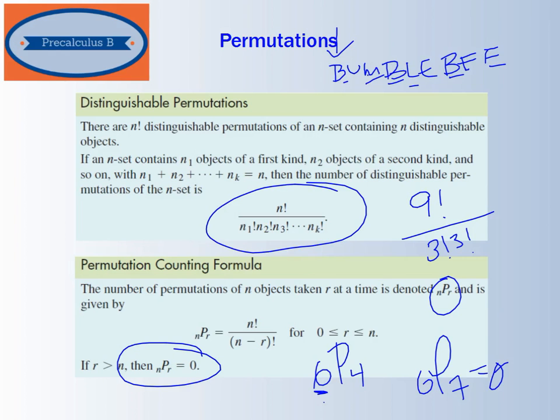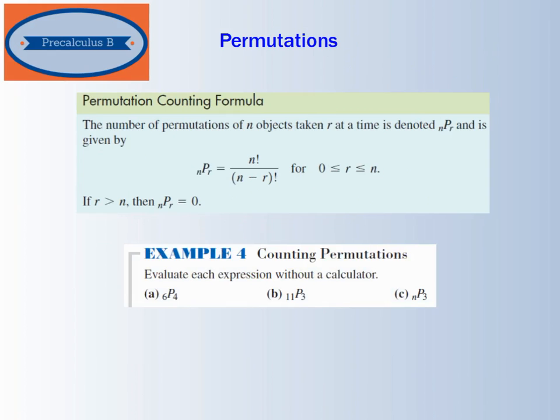And we'll take a look at what exactly this is referring to right here. So the number of permutations of n objects taken r at a time is denoted n permutation r, nPr, and it's given by this formula. So now we want to go ahead and see what this means. So let's look at A.